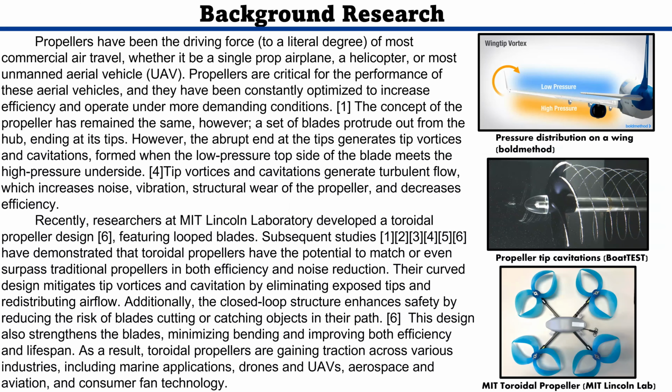First, tip vortices are areas of turbulent flow that reduce propeller efficiency and increase noise. This is one of the key limitations of traditional propellers. As seen in the bottom picture, toroidal propellers feature a closed-loop design and mitigate tip vortices. Only surface-level comparisons of toroidal versus traditional propeller designs have been conducted, and this project aims to dive deeper into the optimization and performance of toroidal propellers.